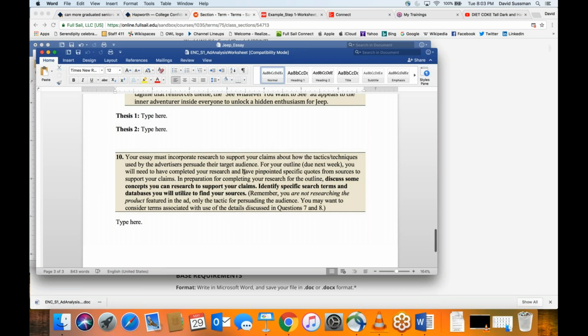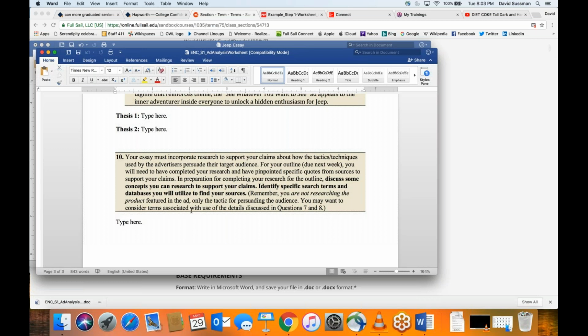And finally, number 10, sometimes students get super confused. Your essay must incorporate research. Here, we're not asking you to do research yet. Just give me some idea of concepts that you might research. Okay, so like keywords, ideas. What might you look into?